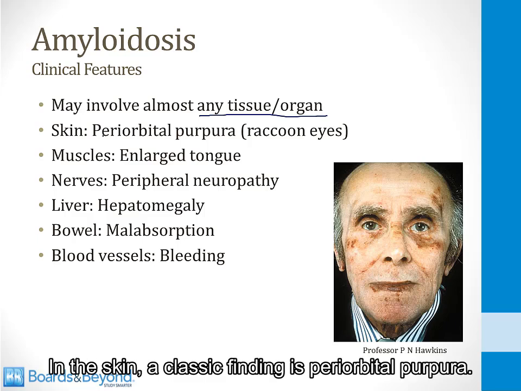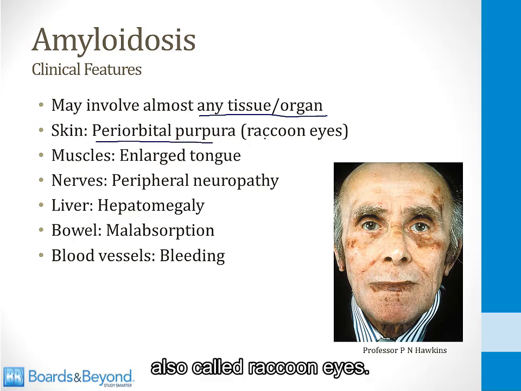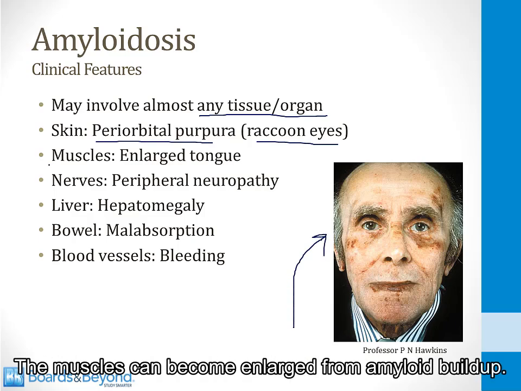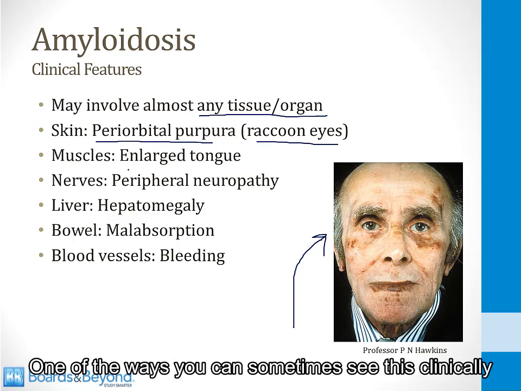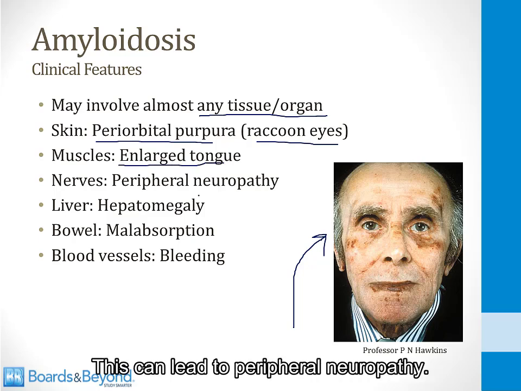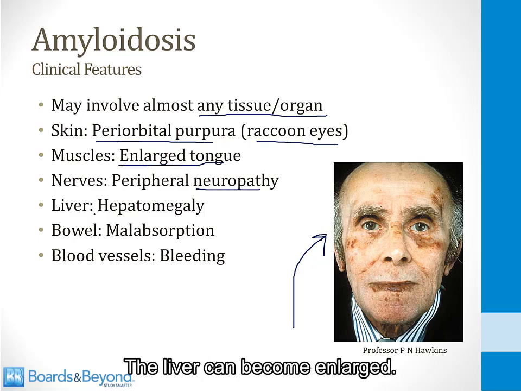In the skin, a classic finding is periorbital purpura, also called raccoon eyes. This is an example of that shown on the screen here. The muscles can become enlarged from amyloid buildup. One of the ways you can sometimes see this clinically is by detecting an enlarged tongue. Nerves can be involved. This can lead to peripheral neuropathy. The liver can become enlarged.